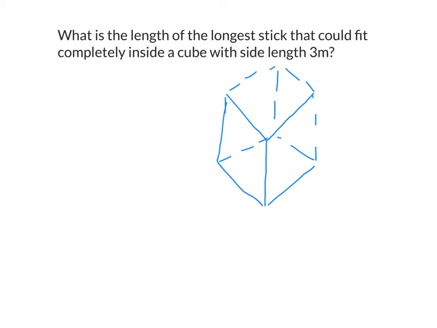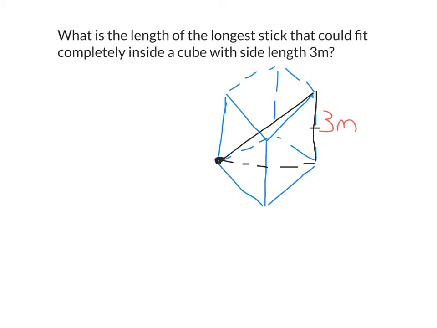Okay, so here is my drawing of the cube. Sorry, it's so bad, and it has side length 3 meters. I want to find the length of the longest stick that could fit inside here. Common sense tells you it'll be from one bottom corner to the opposite top corner there. I want to find this length here. So I need to turn this into a right-angled triangle in order to use Pythagoras. I'll just have the bottom of the triangle there, and then I've got this length here.